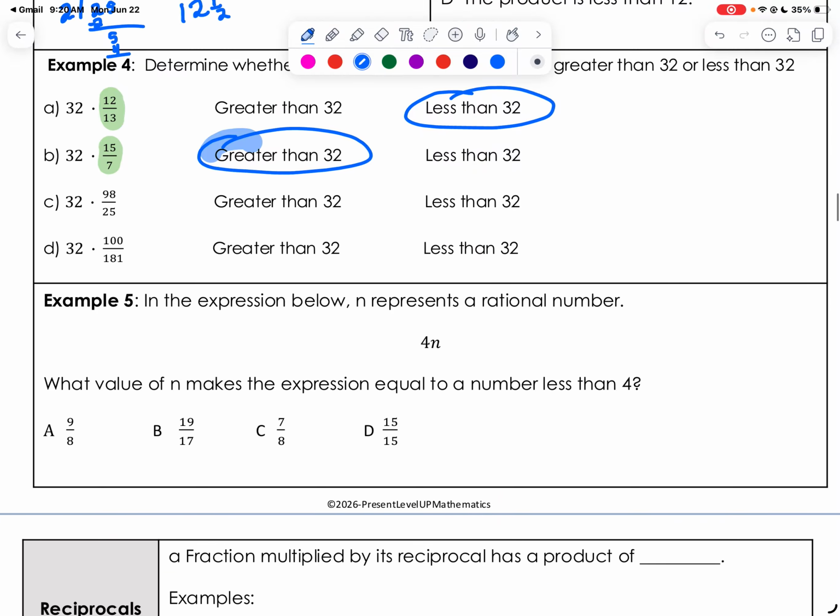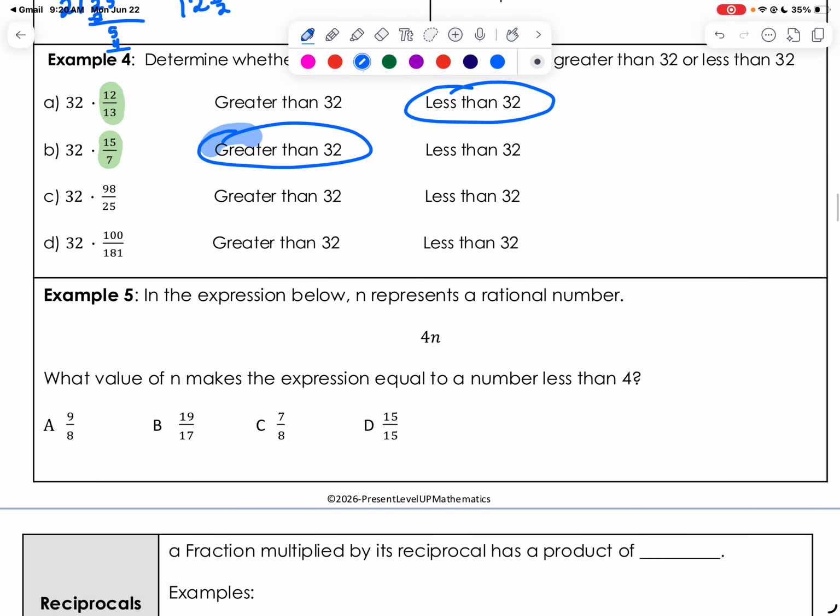All right, welcome back. Problem C, 32 times 98 over 25. 98 over 25 has a value that's greater than 1, so I know my answer will be greater than 32. Problem D, 32 times 100 over 181. 100 over 181 has a value that's smaller than 1, so my product will be less than 32.